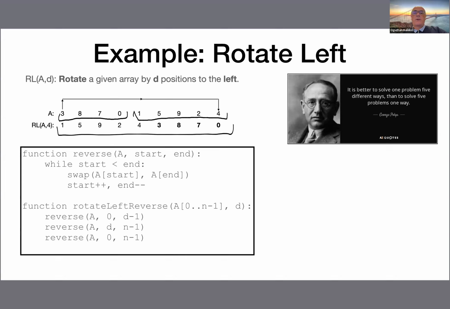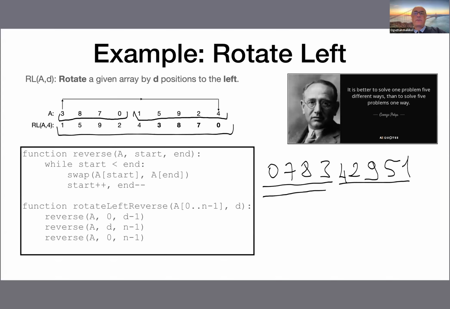So this is my original array. I reverse the first part. Okay, 0, 7, 8, 3. And then I will reverse the remaining elements. So this will be 4, 2, 9, 5, 1. And then I will reverse everything. So this will be 1, 5, 9, 2, 4, 3, 8, 7, and 0. And that is bingo, right? It is very interesting. Why?